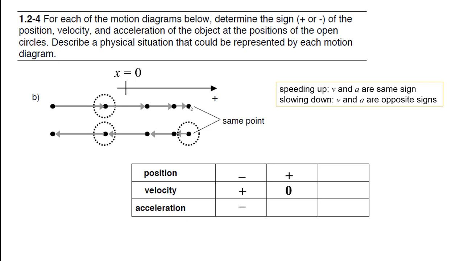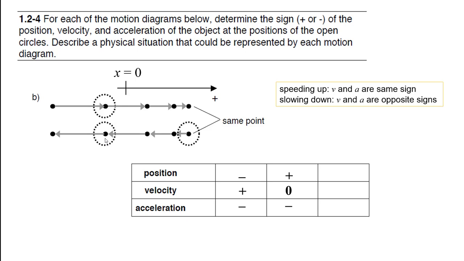And now for my acceleration, we can either look at the moment previous to this, where my velocity is positive, and now at this moment my velocity is 0, which represents slowing down. So I would want to have an opposite sign to this velocity, which would be negative. Or I can look at the velocity for the moment after this, which is to the left. At this moment, my velocity is 0, and then I'm moving to the left, speeding up in that left direction, which would also mean a negative acceleration.